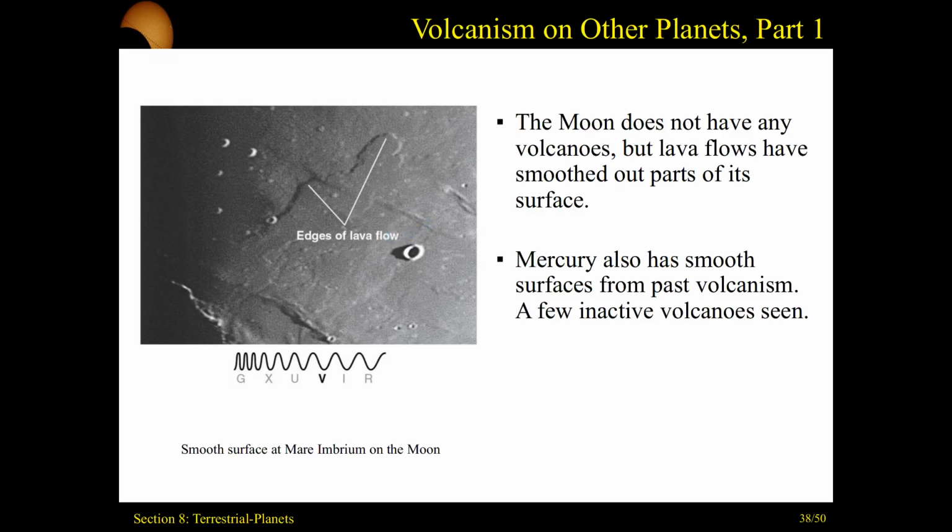We can see similar patterns on Mercury, and we've even seen what we think are a few inactive volcanoes. Once again, the telltale sign is smooth surfaces, smooth regions, because the smoothing in these pictures is mostly done by volcanic material oozing up, flowing out, and cooling off.